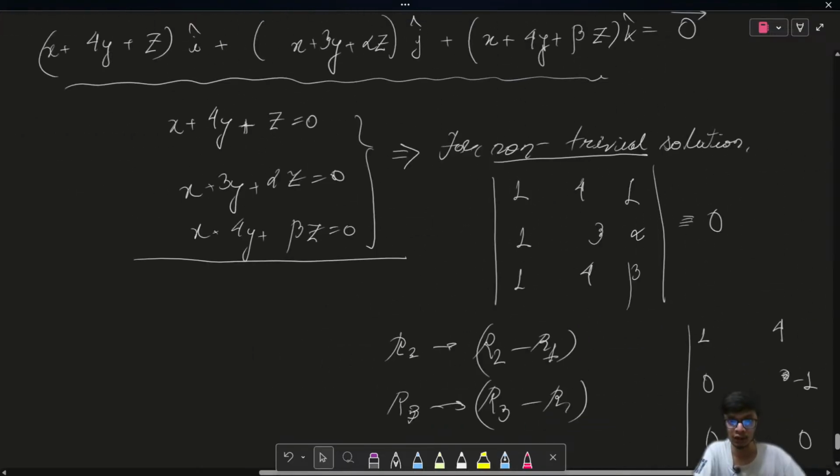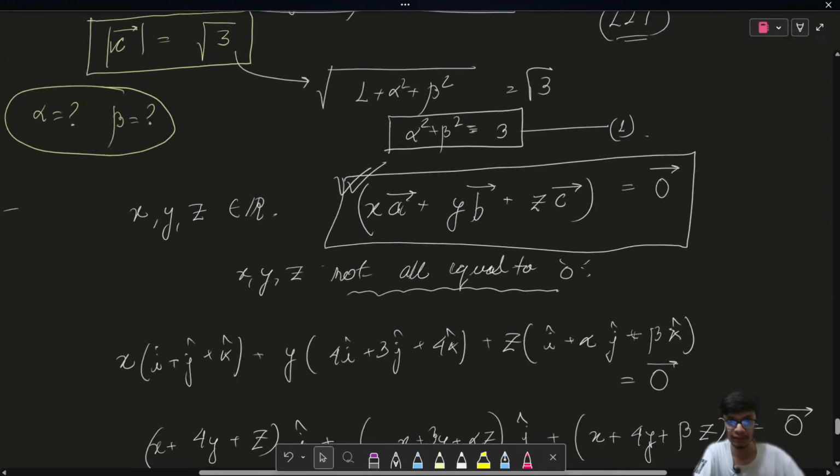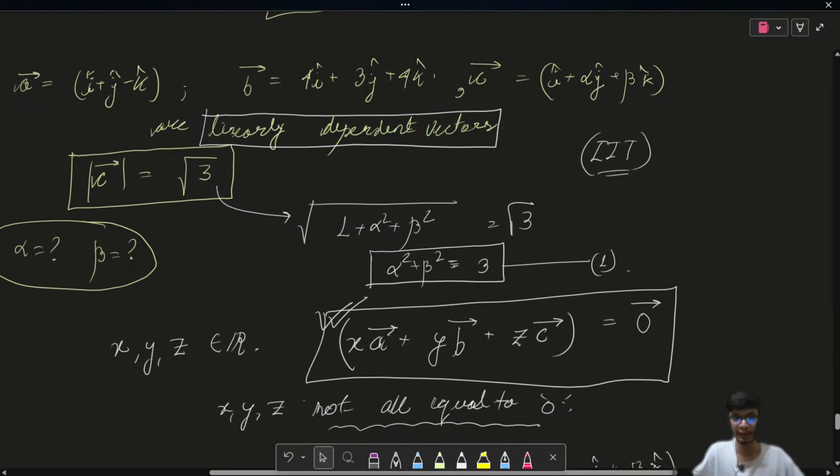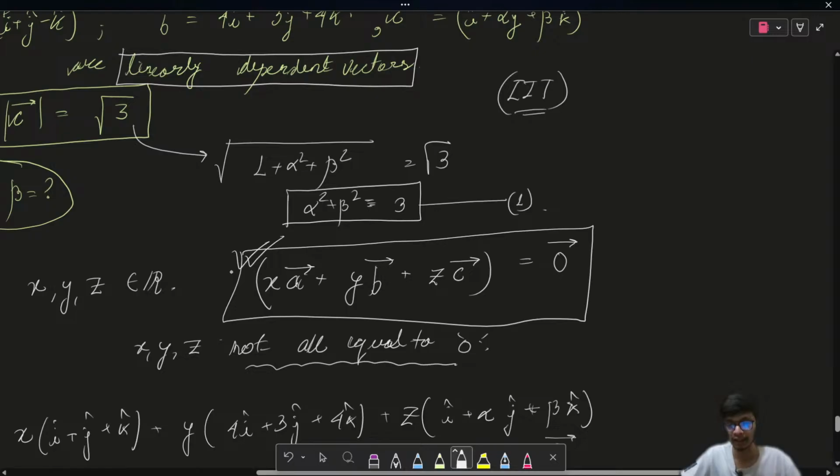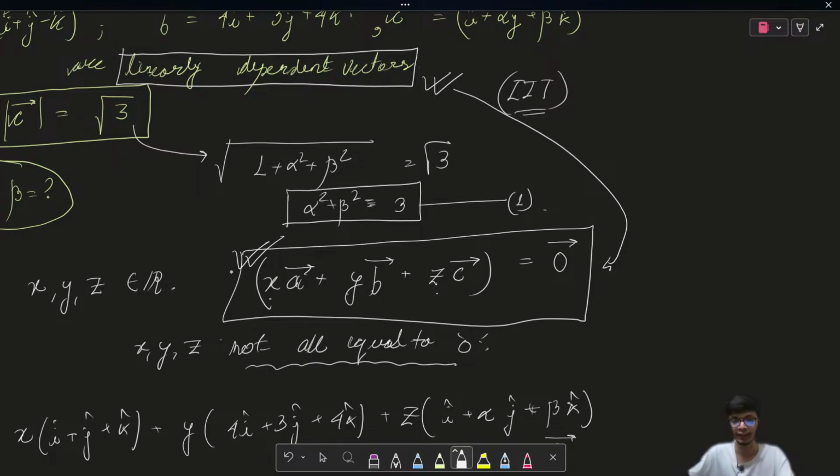Okay, so just a note that if we have linearly independent vectors, then if I have an expression x times a vector plus y times b vector plus z times c vector is equal to the 0 vector, if it is linearly independent, then all of x, y, z should be equal to 0. However, if it is linearly dependent, as mentioned in the problem, then x, y, z are real constants or scalars, but they are not all equal to 0.